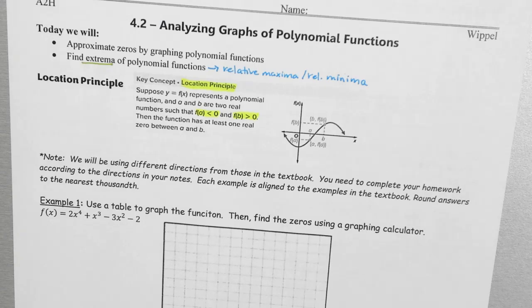If you have f of a, okay, that is an output when you plug in what? What would the input value of f of a be? What do you guys think? Well, if it was f of x, what would the input be? If it was f of x, what would you be plugging in?